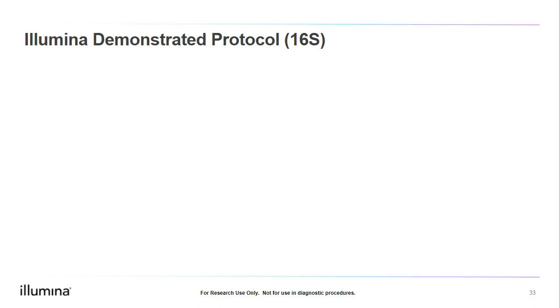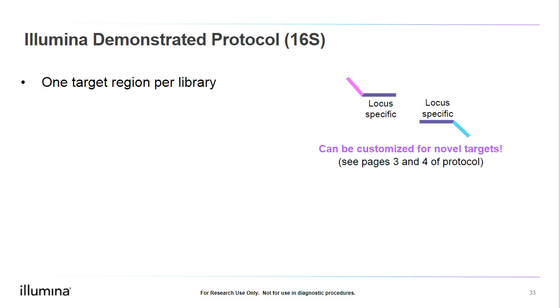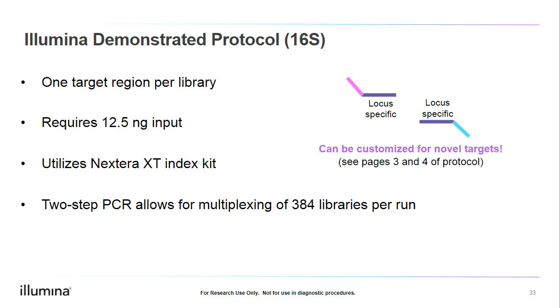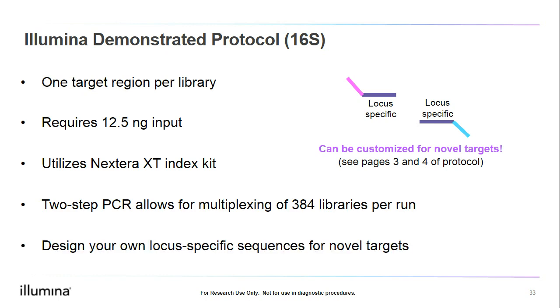For the demonstrated amplicon workflow, each library targets a single region for amplification. It requires 12.5 nanograms of input, and uses the Nextera XT indexing kit to allow for pooling up to 384 samples per run. You can design your own locus-specific primers for the first PCR to target novel regions. This workflow is very similar to many published protocols for targeted amplicon sequencing. However, using this workflow ensures that your libraries will be compatible with any Illumina sequencer without any custom settings or custom sequencing primers.